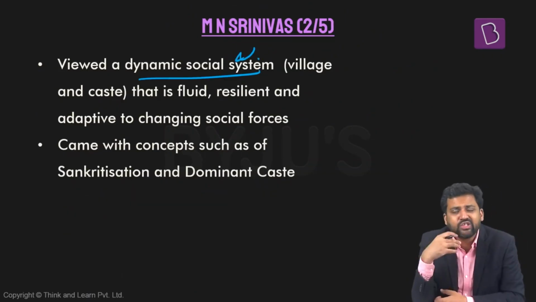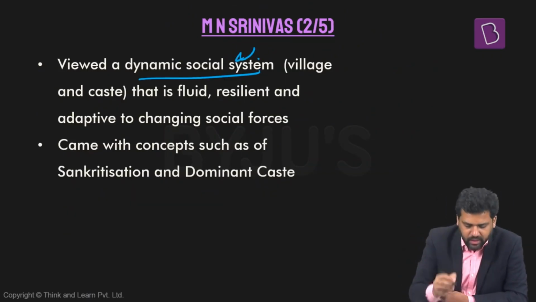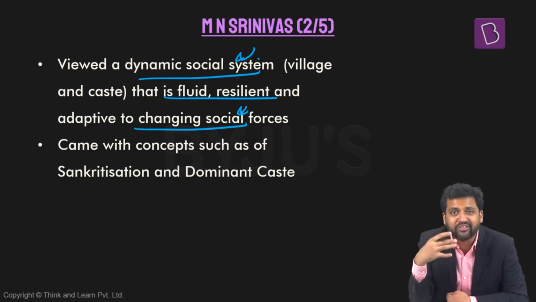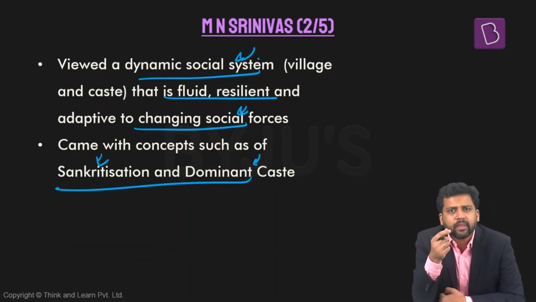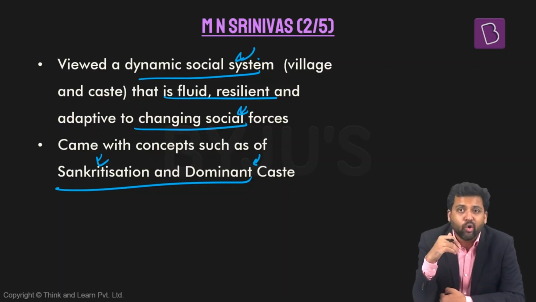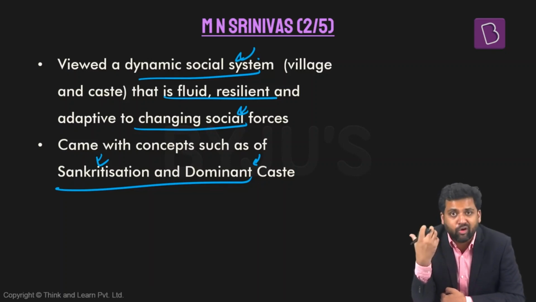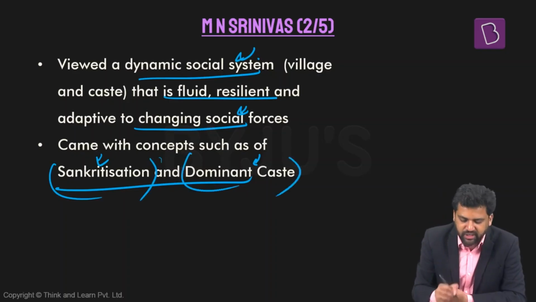Also, he's looking at this entire thing as a dynamic social system. There are different kinds of changes which are happening. The social system is fluid, it is resilient, it is changing. He comes up with the concept of Sanskritization and dominant caste. Sanskritization I've already mentioned. Dominant caste refers to certain castes which are not necessarily at the top when it comes to ritual hierarchy. They might be lower in terms of ritual hierarchy, but they command a lot of economic power, they command a lot of political power. So he looks at these dimensions and he comes up with these concepts, Sanskritization and dominant caste.